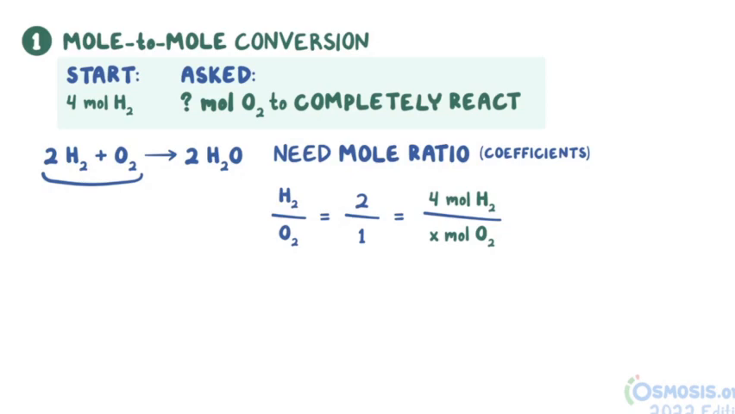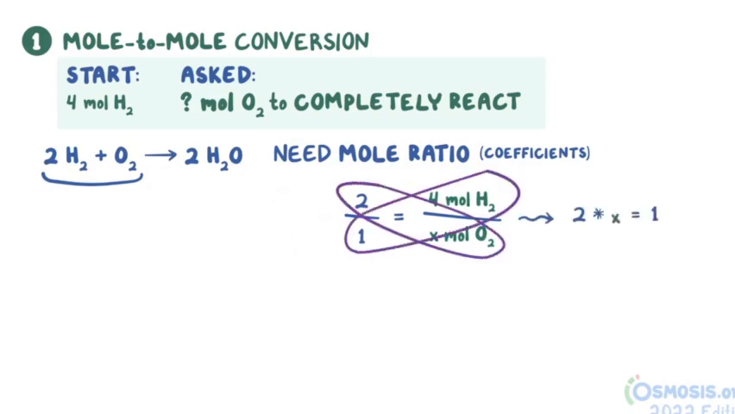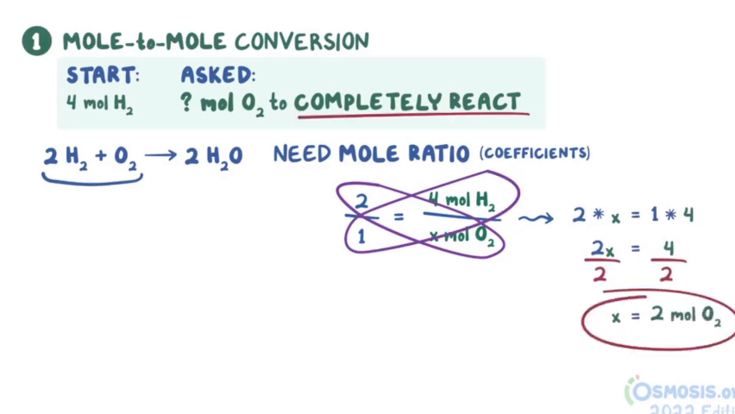Our next step is to solve for x, and we can do this using cross multiplication. We multiply the 2 times the x, and then set it to equal 4 times 1. Solving for x tells us that x equals 2, so we need 2 moles of oxygen to completely react with 4 moles of hydrogen.